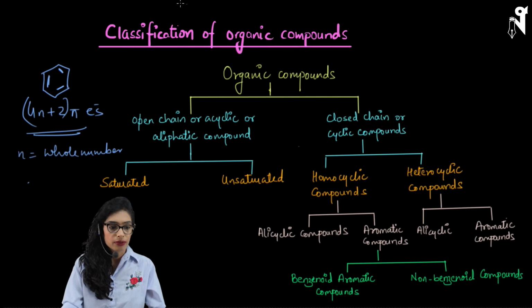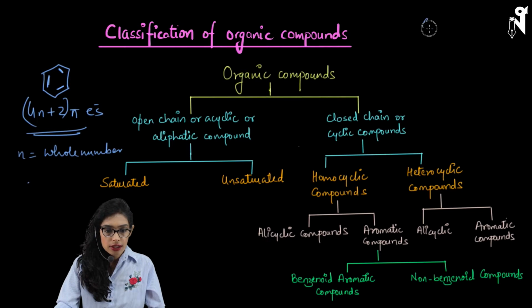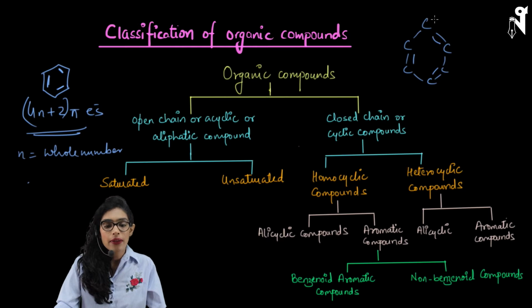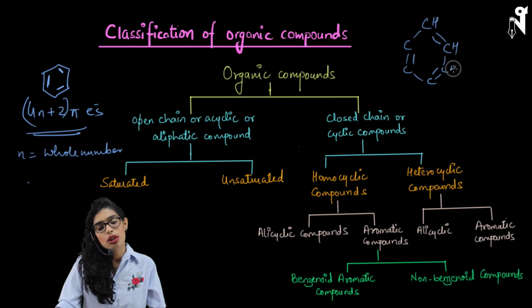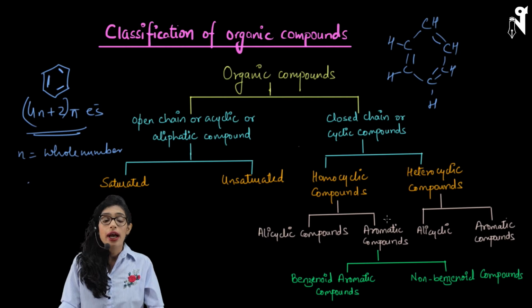Okay, let me just write it over here. C, C, C, C, C, C, and this. And I form pi bonds on the alternate positions. And then I fulfill the valency with the hydrogen. This compound is called benzene, the most commonly known and most widely used aromatic compound.